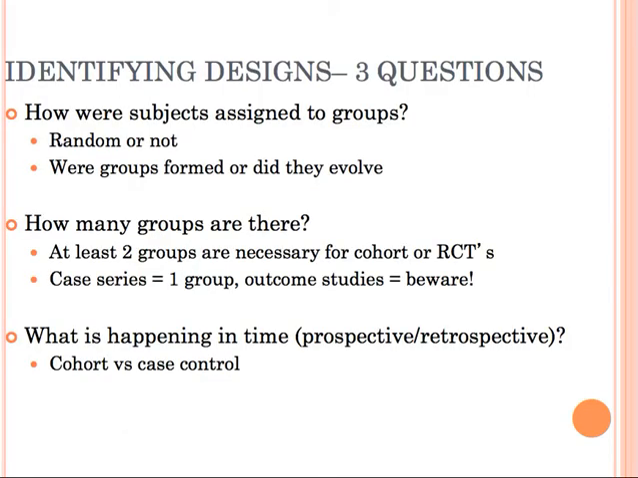So you'll need to come back to this slide later, but there are basically three questions to ask to determine the design of a study. How are the subjects assigned to groups, random or not? How many groups are there? And what is happening in time? Is it prospective or retrospective?